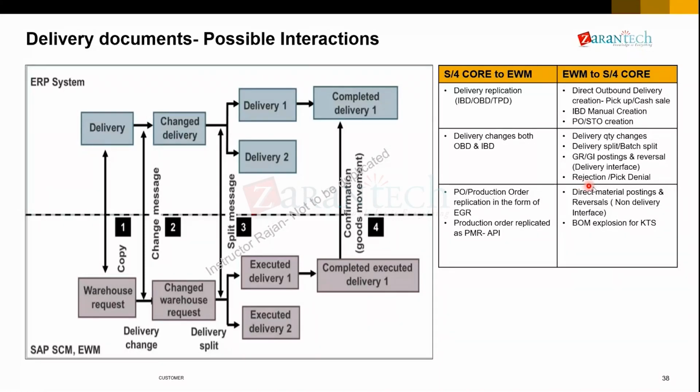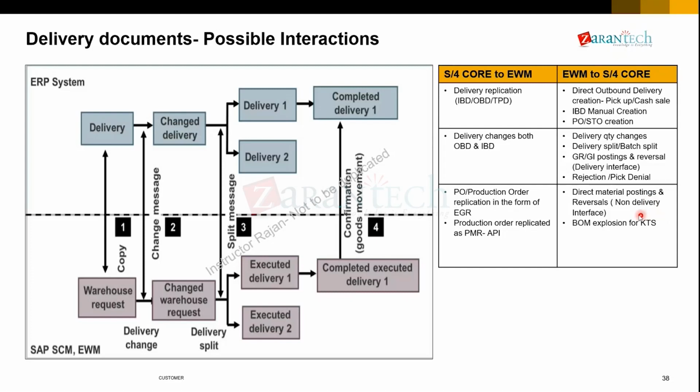You have to do a proper pick denial, wherein you are searching the warehouse for the material, and if it's not there, then if you have configured the system to send the pick denial, then it can send the pick denials. Similarly, there are direct material postings, meaning you can do some scrapping or sampling or issue to some cost center. These are non-delivery interfaces for which we don't need delivery documents.